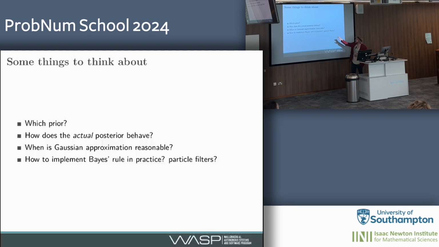Well, as I mentioned, these Gaussian approximations probably need to be examined to figure out, can we give any guarantees when they're reasonable, how many grid points do I need, and so on. And also, we've used a standard method to approximate Bayes' rule in this case. Maybe we can do something smarter in the future.